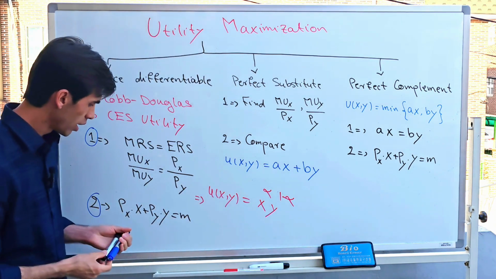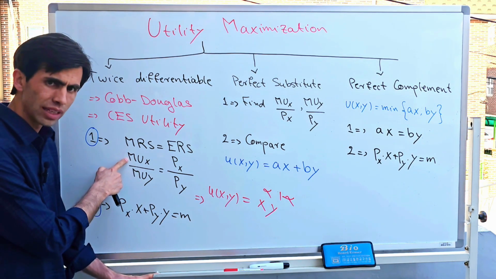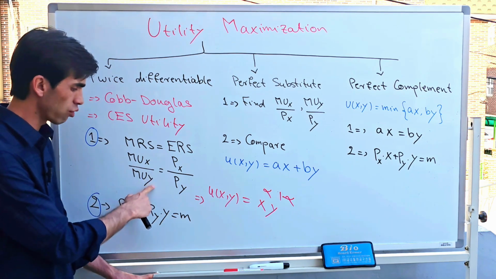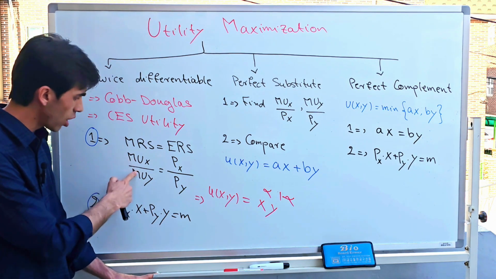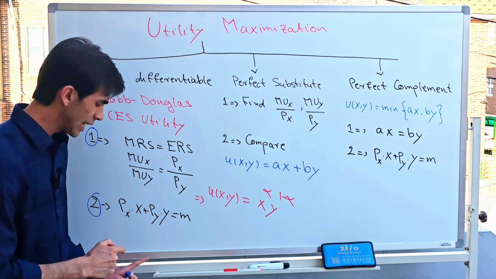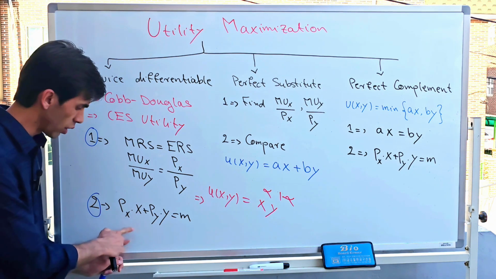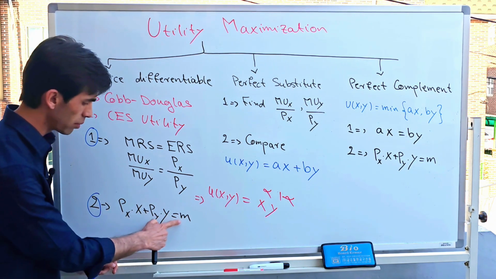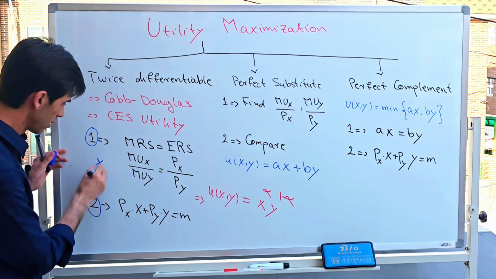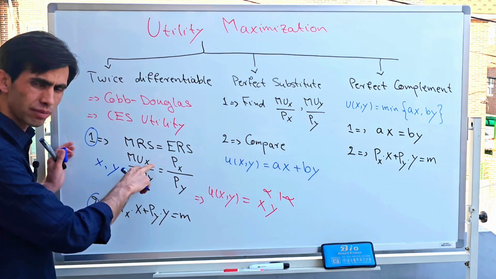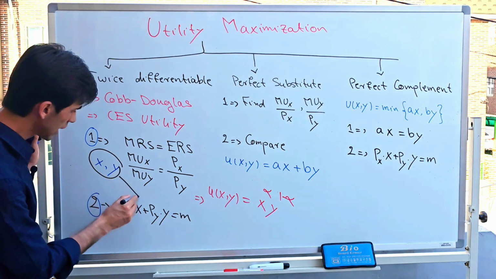Then, when we have set up this optimization condition, find either the value of x as a function of y, or in another way, the value of y as a function of x. Then the second process is to use our budget constraint, which is px multiplied by x plus py multiplied by y is equal to m. So once you find the value of x or y in terms of the other, substitute that value into this budget constraint.